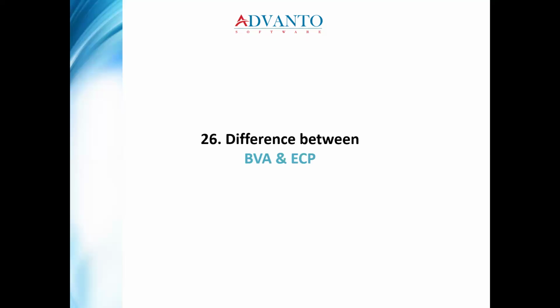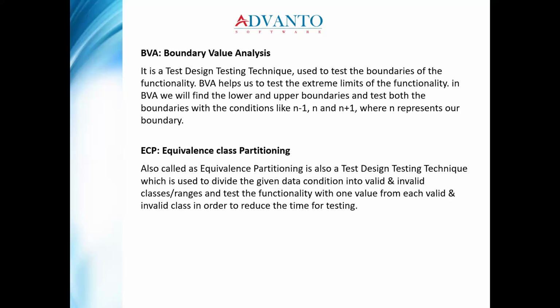The next question, difference between BVA and ECP. BVA stands for Boundary Value Analysis. It is a test design technique used to test the boundaries of the functionality. BVA helps us to test the extreme limits of the functionality. In BVA, we will find the lower and upper boundaries and test both the boundaries with the conditions like n-1, n and n plus 1, where n represents our boundary.